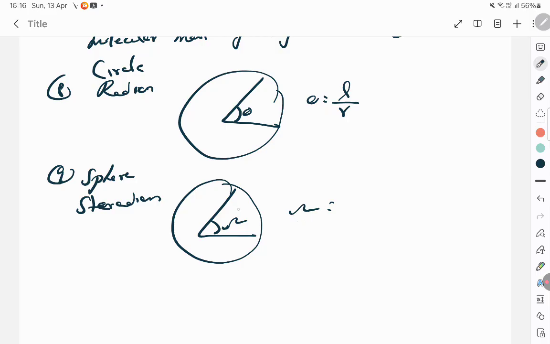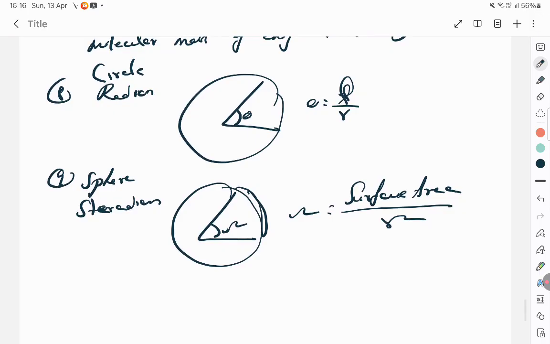Steradian is represented like this, where there will be surface area, not arc length. There will be an area. So there will be a surface area by radius square, r square. Again, this will also be dimensionless. So these are the extra things that I taught today.